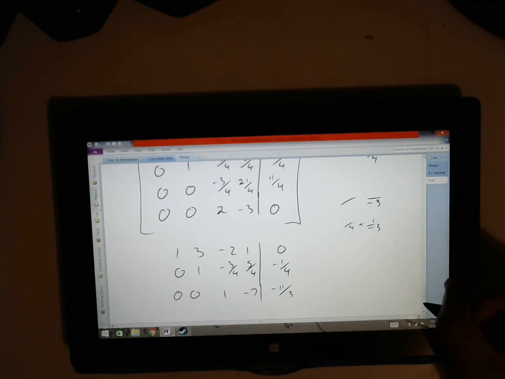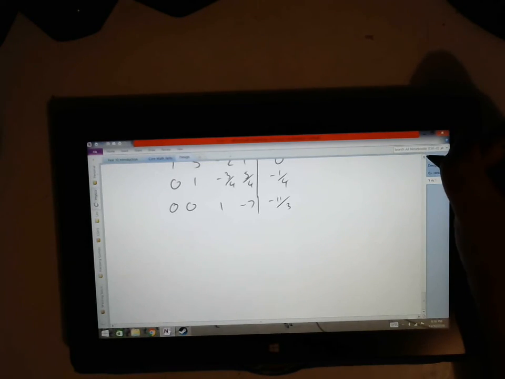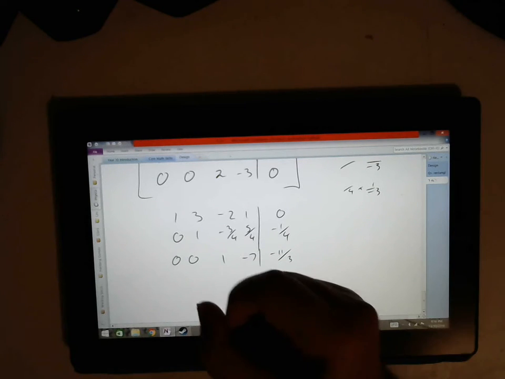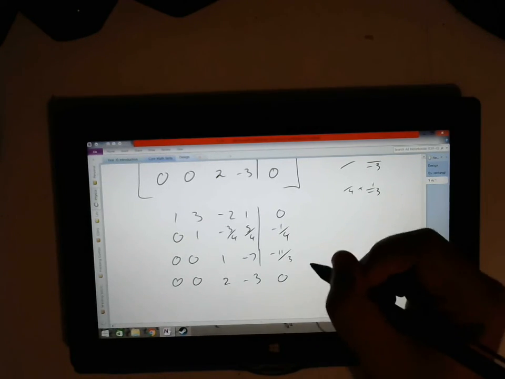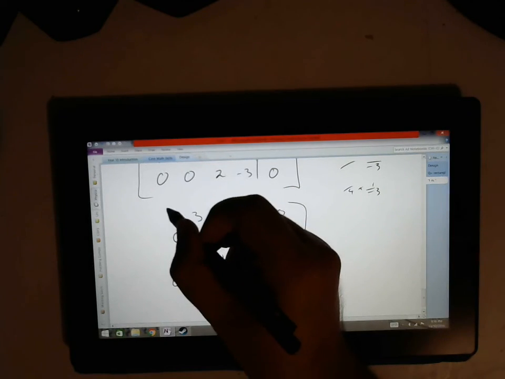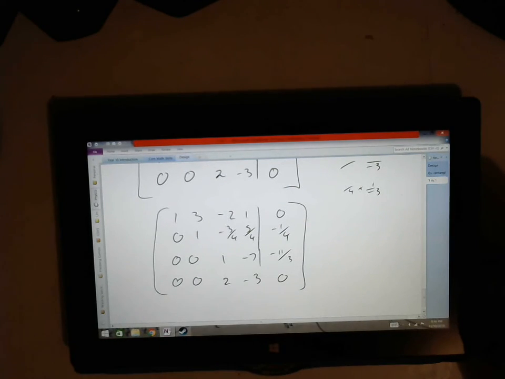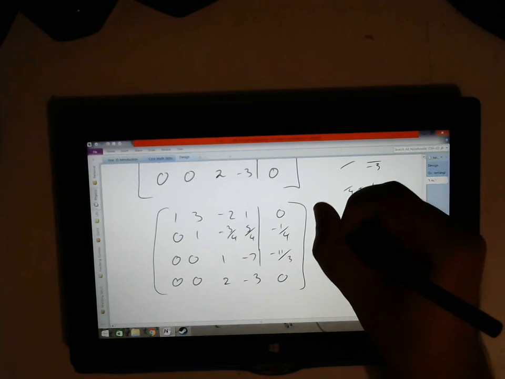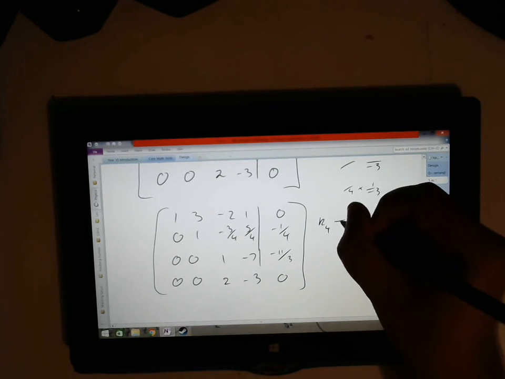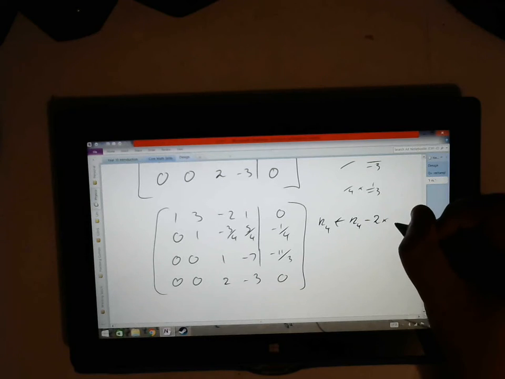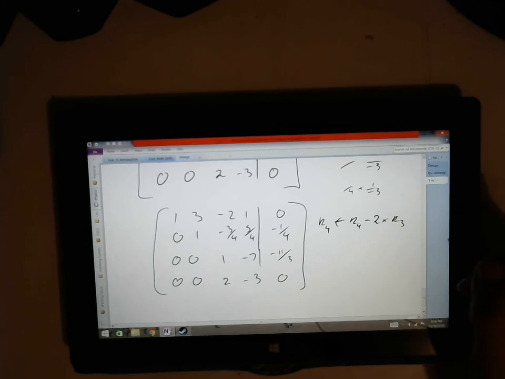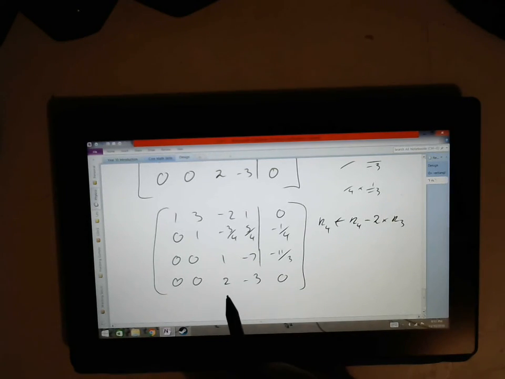Don't need to really write that out. Let's keep going down. And we need to copy our last line, 0, 0, 2, minus 3, 0. Okay, and we are almost finished with this, so let's go. So R4, we've only got one row to do this time, comes from R4, take away pivot number 2 times the row above, R3. So let's substitute that in.